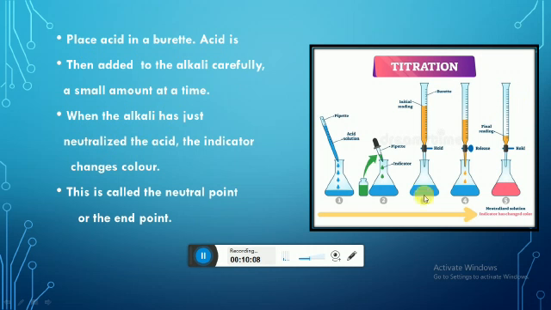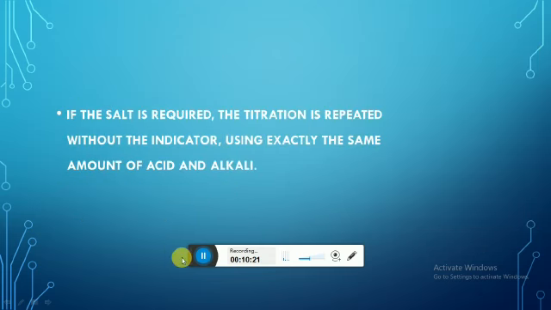Now your homework is just to look at the paragraph and the table at page number 130, through which we can understand the color of the indicator used for different amounts. So you should memorize this as well.